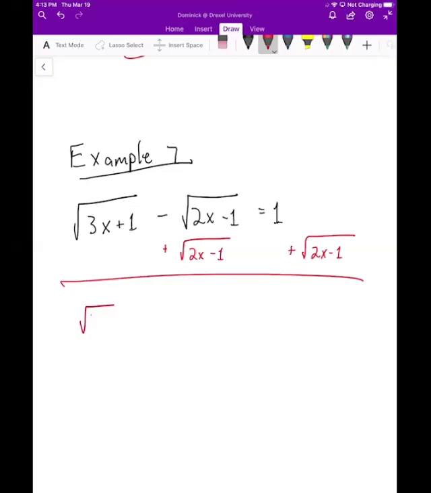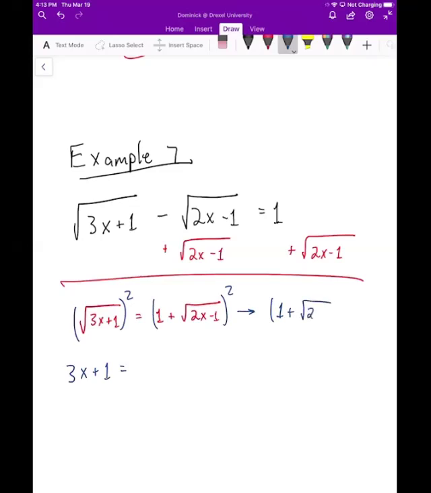So then on the left side, we just have the 3x plus 1. And that's equal to 1 plus square root of 2x minus 1. So now we can square both sides to get rid of the square root on the left. And that's just going to give us a 3x plus 1 now. But on the right side, again, we're in a FOIL situation. We need to do 1 plus square root of 2x minus 1 times 1 plus square root of 2x minus 1.